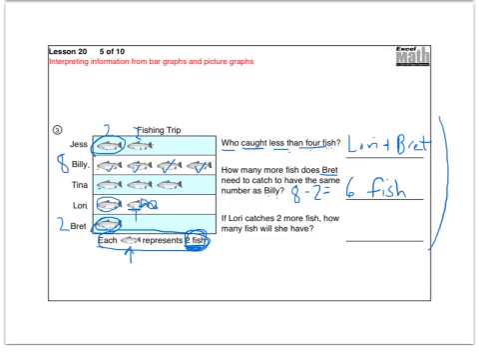If Lori catches 2 more fish, how many fish will she have? Well, to understand that, again, you have to understand the half of the picture there. This one's 2, that one's 1, because it's half of a fish picture, which is half of 2, and that's 1. So she has 3 now. If she catches 2 more, you have to show your work there of 3 plus 2. She'll have 5 fish. And hopefully you can write a little bit neater than I am there.